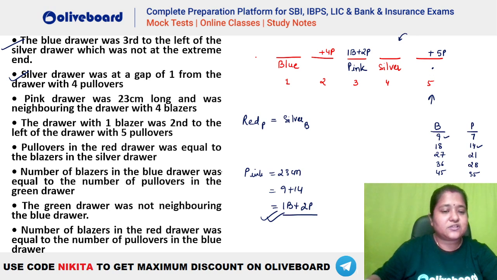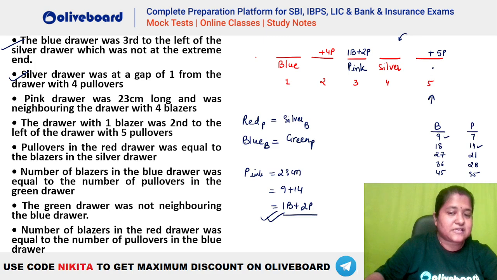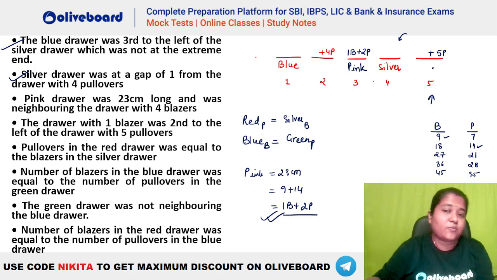The number of blazers in the blue drawer was equal to the number of pullovers in the green drawer. So what is given here? Number of blazers in blue. Blue blazers is equal to the number of pullovers in green. Green pullovers. Right now we do not know how many we have in blue, and how many we have in green. That we do not know. So either of the two things we do not know. Okay, let's move ahead.